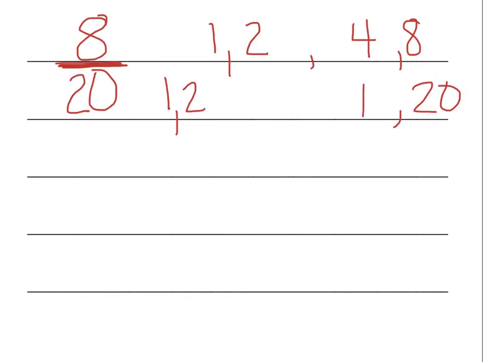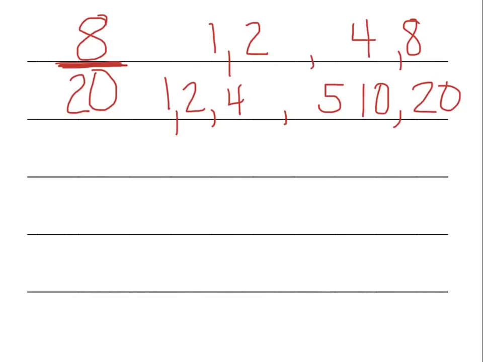We'll start with the 8. 1 times 8. Does 2 go into 8? It sure does. 2 times 4. Does 3 go into 8? Nope. And then we're at 4, so we know we're done. The factors of 20 would be 1 times 20. Does 2 go into it? Yep. 2 times 10. Does 3 go into 20? Not evenly. Does 4 go into 20? Yes, 4 times 5. And there's no more numbers in between, so I know I'm done there.